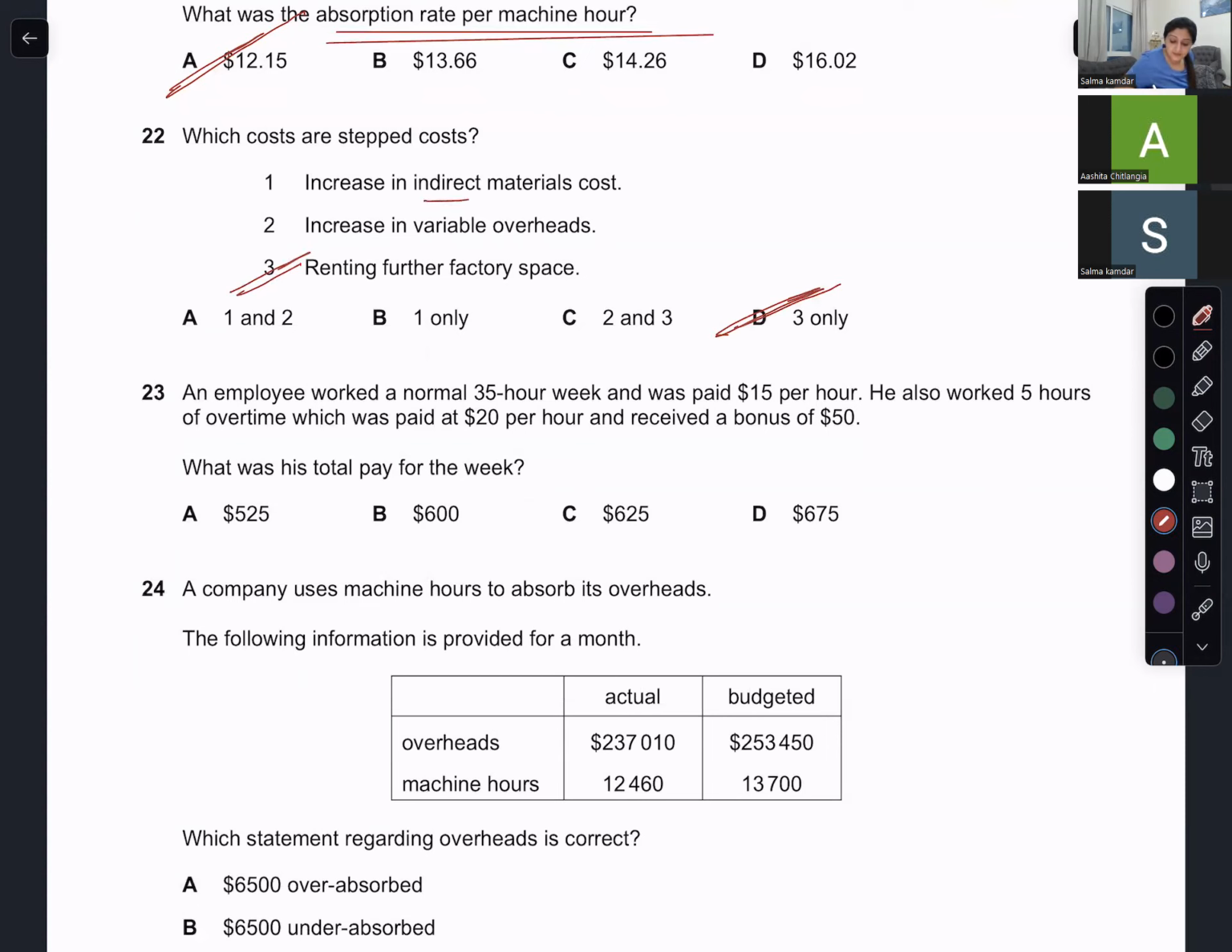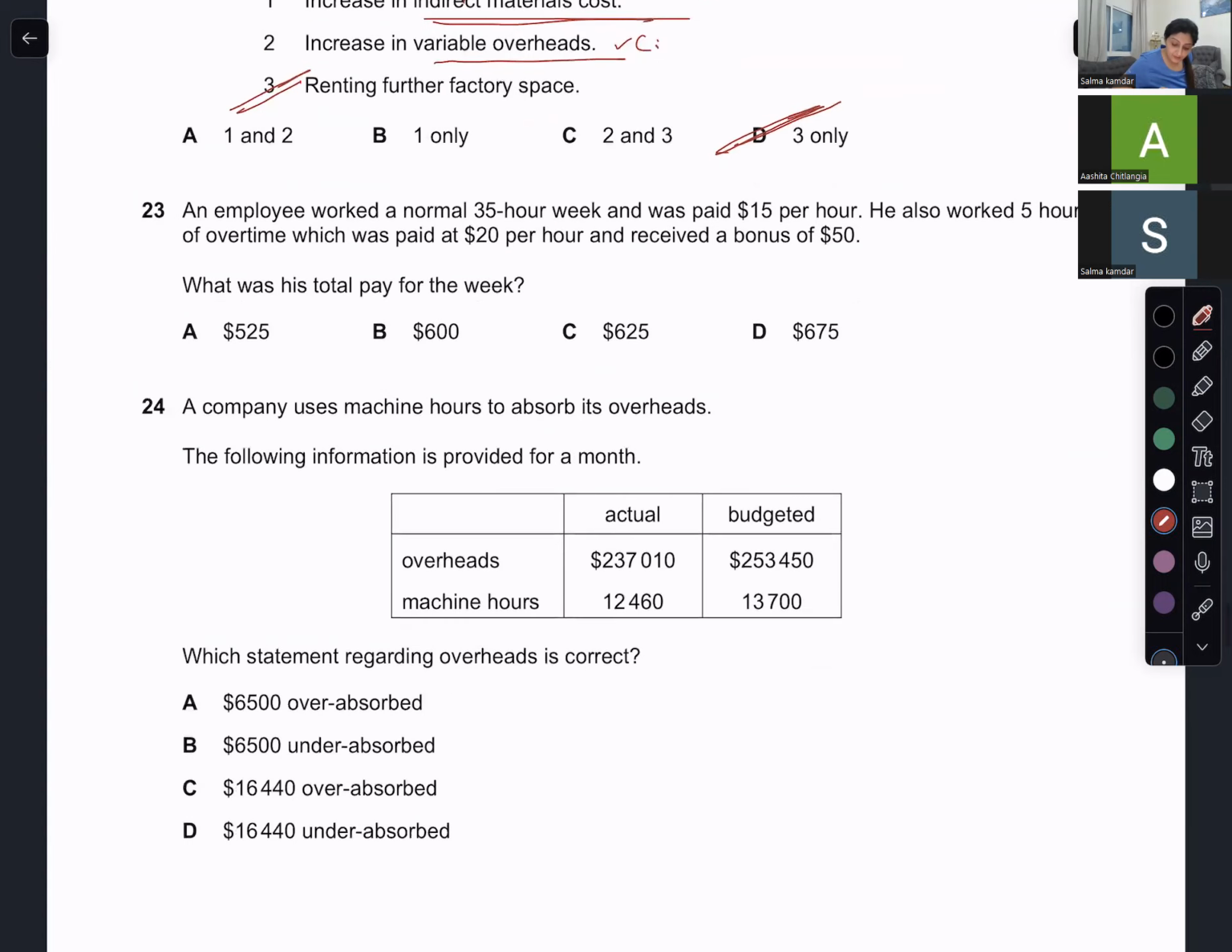Increase in material cost is which cost? Variable cost. Indirect material cost. Okay, an increase in indirect material is a factory overhead. Variable cost. Okay, fine. Come on, good.